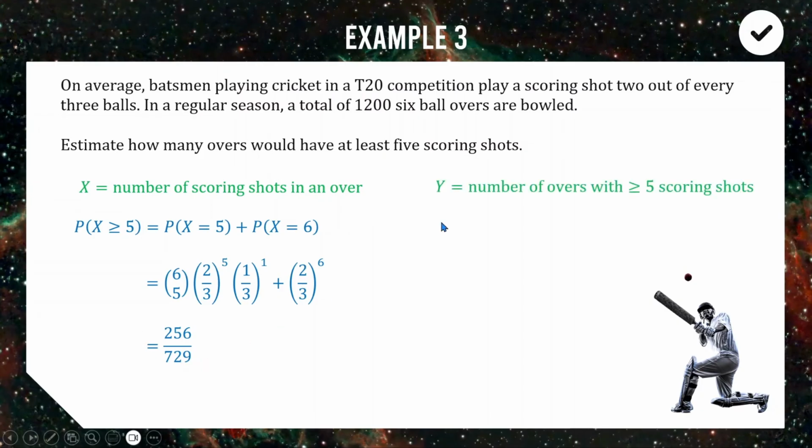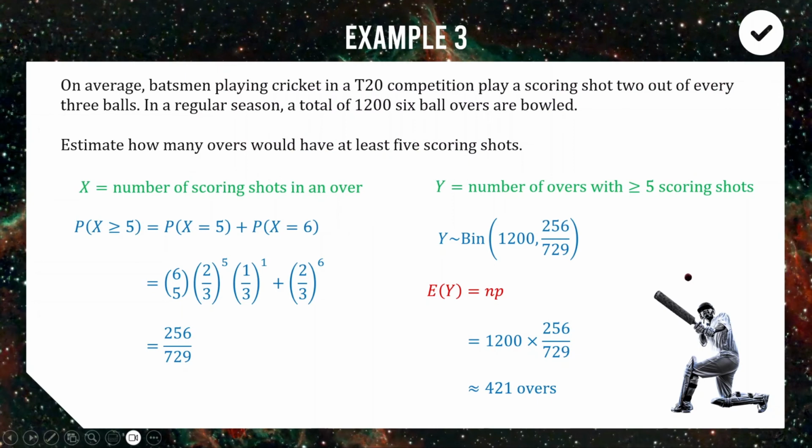So now if we consider that Y, for example, could be number of overs with greater than or equal to 5 scoring shots, our success probability is 256 out of 729, and the number of times we're trying this is 1200. We're bowling 1200 6-ball overs. So here's our binomial. We've got our n and our p. And so now to find our expected value of this distribution, as before, we're doing number of trials times probability of success. So multiplying these two figures together, 1200 times 256 out of 729 is going to estimate us 421 overs approximately of getting greater than or equal to 5 scoring shots.